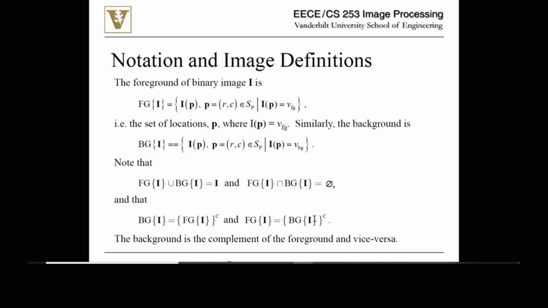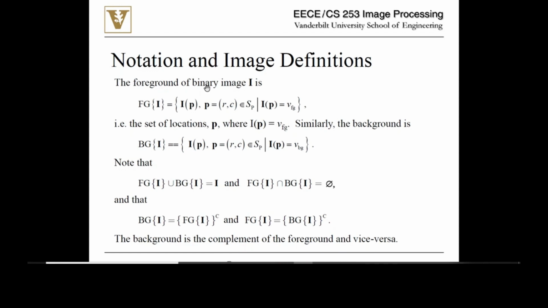So what is the foreground and the background? The foreground is the set of pixels where the intensity value at that location P takes the value of the foreground. So it is the set of pixels such that in this lecture, the intensity is 255. And the background are those pixels whose value is 0. And so these are sets. Those are sets of pixels. And then you can do the standard operations with sets.